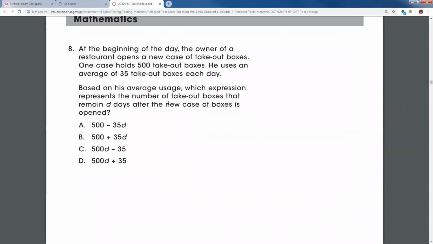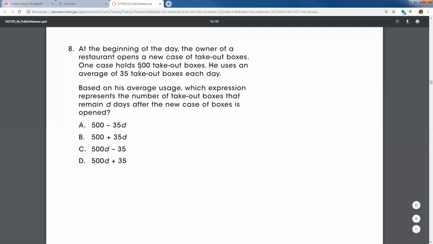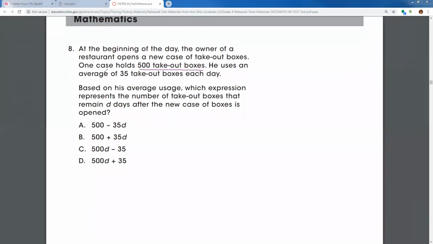At the beginning of the day, the owner of a restaurant opens a new case of takeout boxes. One case holds 500 takeout boxes. There's some important information. He uses, that's actually a key word, using implies they're being taken away, an average of 35 takeout boxes each day. So each day, that means 35 should go with some version of D for day. So you have selected A, and that is correct. The 35 goes with D for day. Using implies the subtraction, and he had originally started with 500. Good.